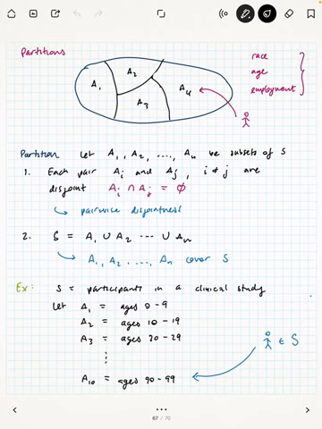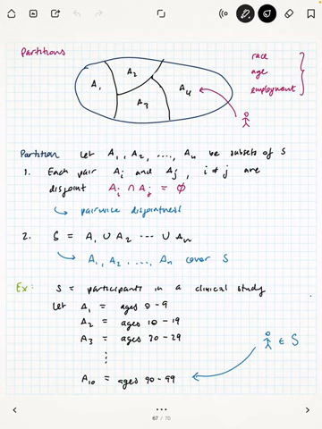Nobody is aged -3. Nobody is aged 19.5. We're strictly talking about integers, whole numbers. And nobody can belong to two at once. Somebody who's 19.5, we're not saying that. We're saying they're either 19 or they're 20. So they're either in A2 or in A3, and they're not in any other category, just one at a time. This is a good example of a partition, so we're partitioning by age.